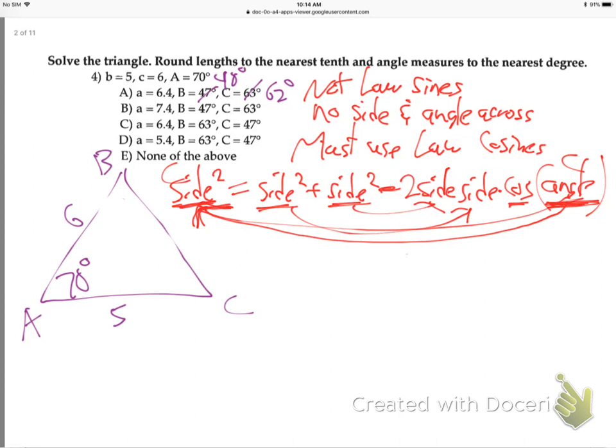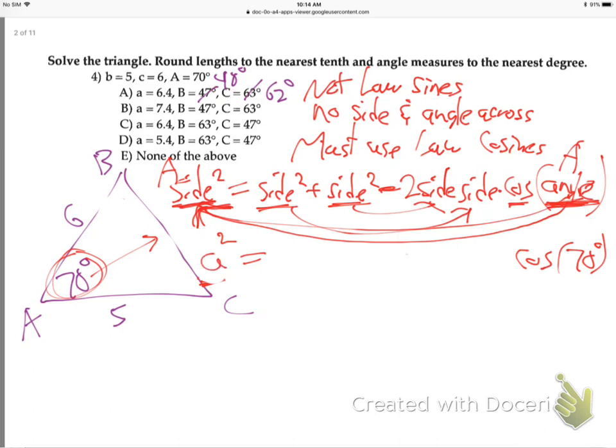So which angle do I have? A. That's the one angle I have. So this is going to be cosine of A, which is 70 degrees. Right? So what side is going to go out here? A. Does that make sense? These are both A for this problem. Am I losing you? Am I making any sense here? These are both A. Whatever angle they gave you, that's the side you're going to be finding in the law of cosines. They gave me angle A, so I'm finding little a.